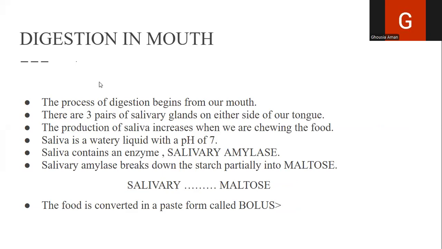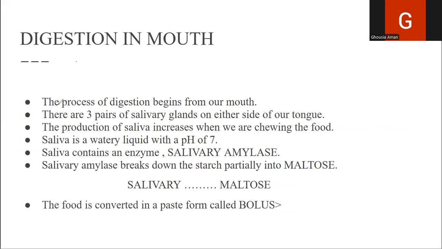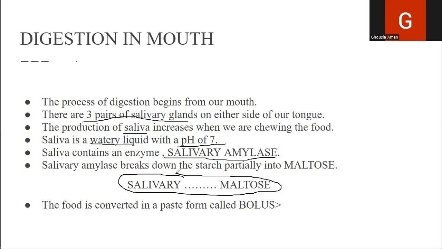We have done this. So quickly, let's just brush up: digestion begins in the mouth, and in our mouth we have 3 pairs of salivary glands. They produce saliva. Saliva is a watery liquid with a pH of 7, and it contains an enzyme, salivary amylase. There is a typing mistake over here. Salivary amylase breaks down starch into maltose. It should be like this: starch is broken down into a much simpler form, not the simplest form, maltose.